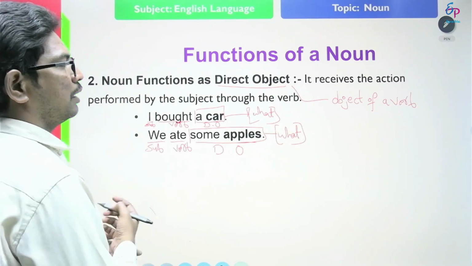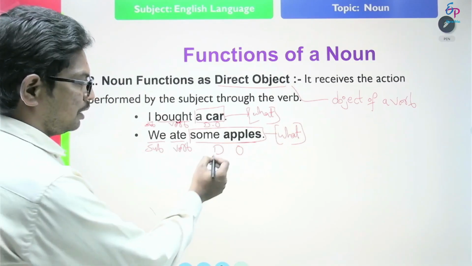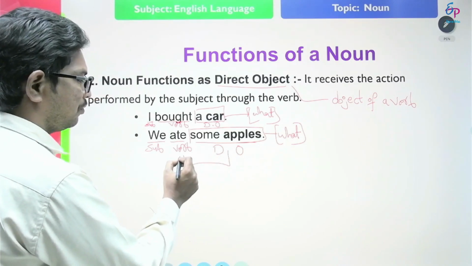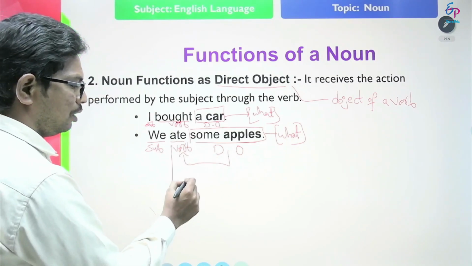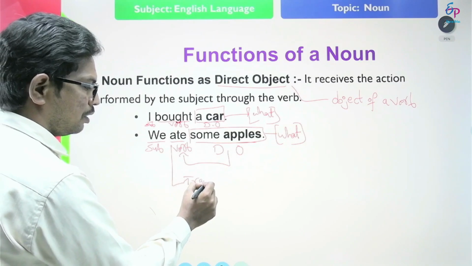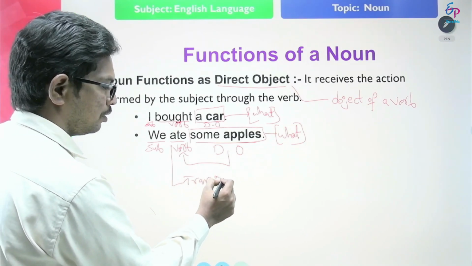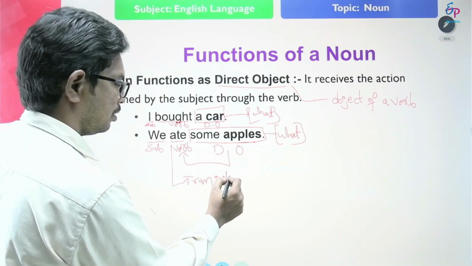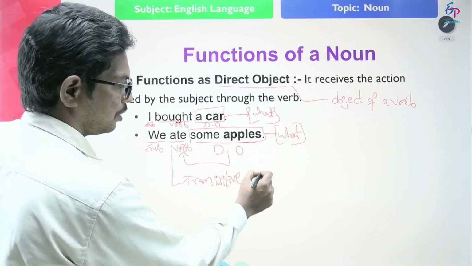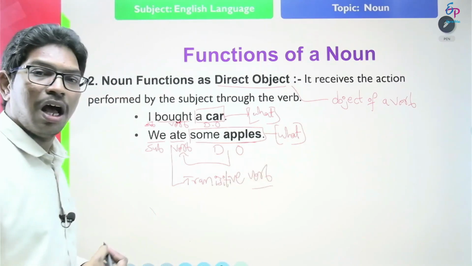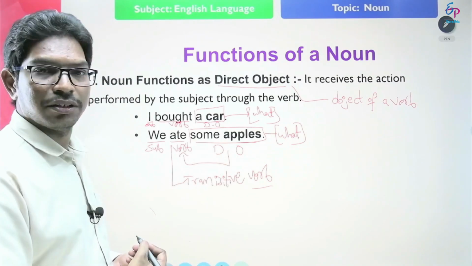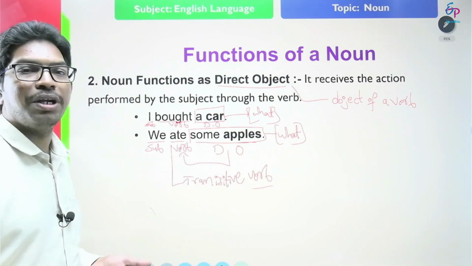So you understood clearly what is direct object. It is the object of this verb. This verb is called transitive verb. Transitive verb always has direct object. Without direct object, there is no meaning at all.